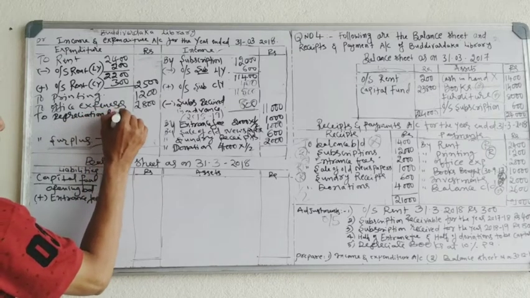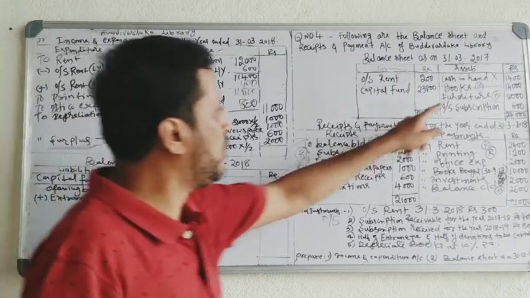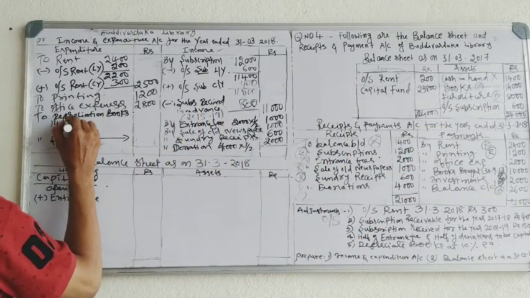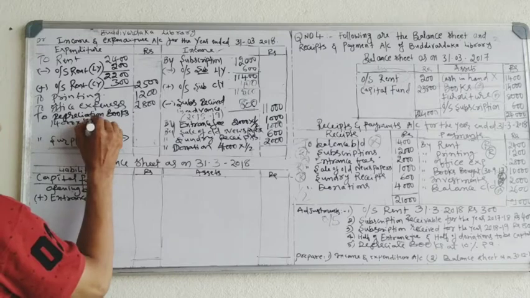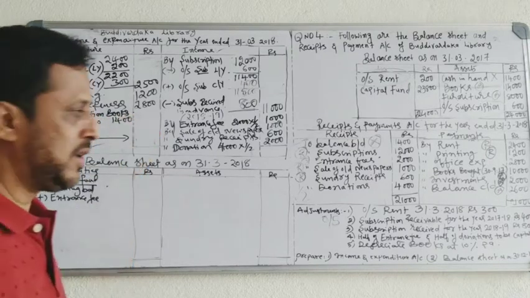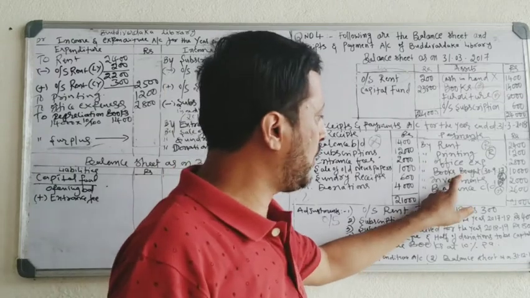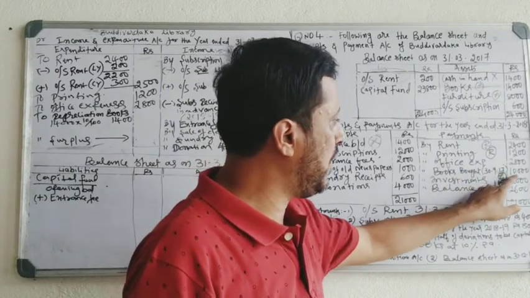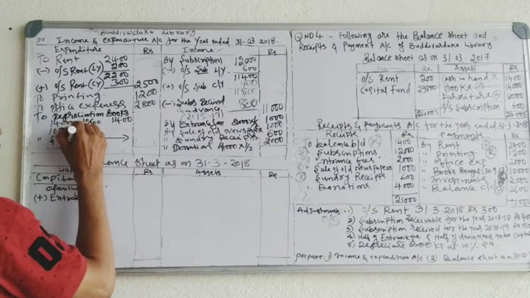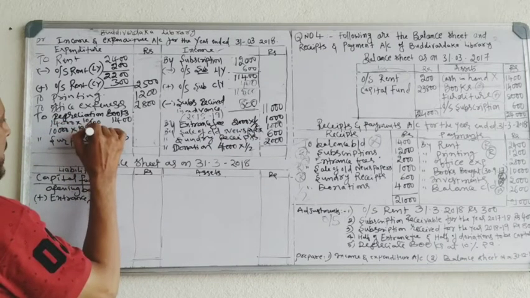Books. What is the books amount given here? 14,000. 14,000 into 10%, 1,400. And additional books purchased on 30th September 2017, 10,000. 10,000 into 10 by 100.